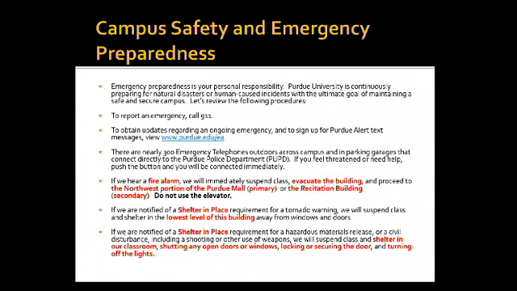If you hear a fire alarm, we will immediately suspend class, evacuate the building, and proceed to the northwest portion of the Purdue Mall. That's our primary evacuation location. If the weather is not good, we will go to the recitation building. If we are notified of a shelter-in-place requirement for a tornado warning, we will suspend class and shelter in the lowest level of this building, which is this level, I'm pretty sure, away from windows and doors. This is a pretty good place. I don't see any windows. Doors, fine, but we'll be okay in here.